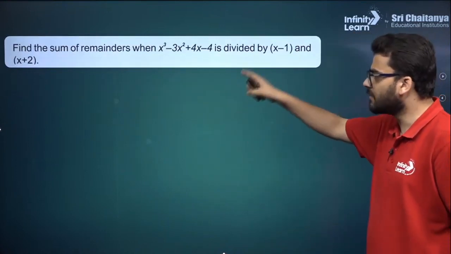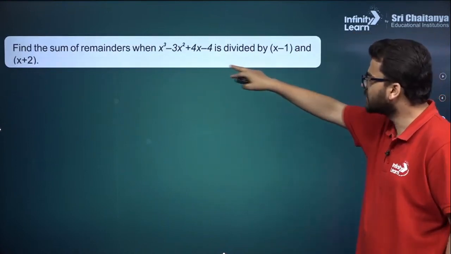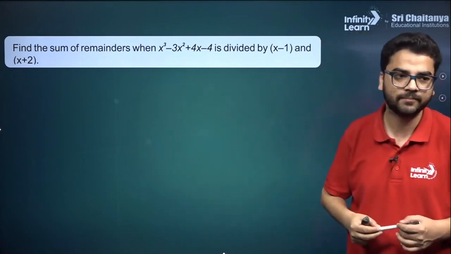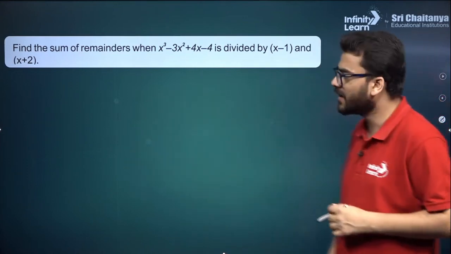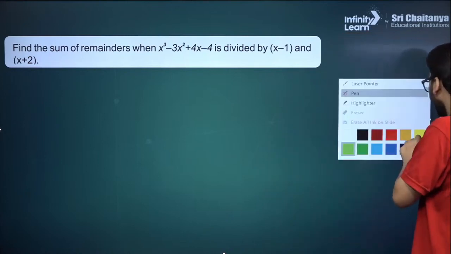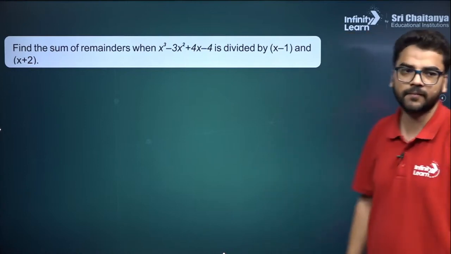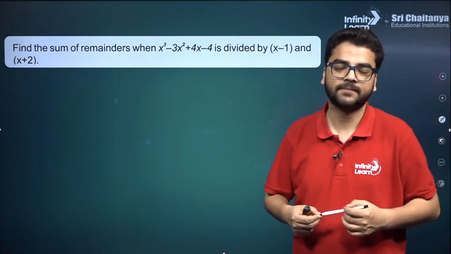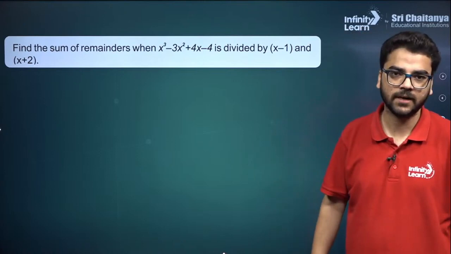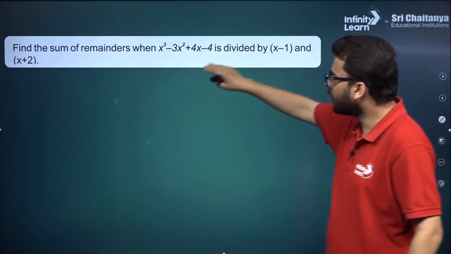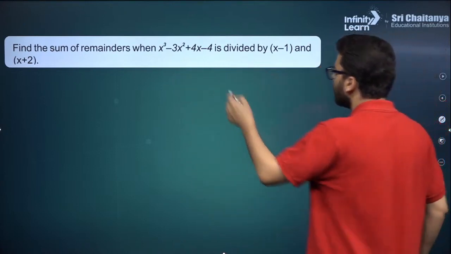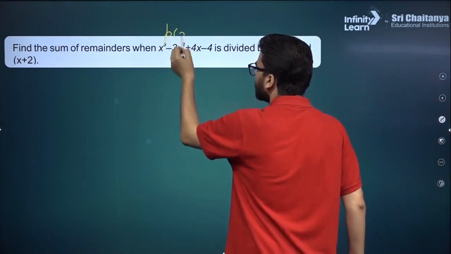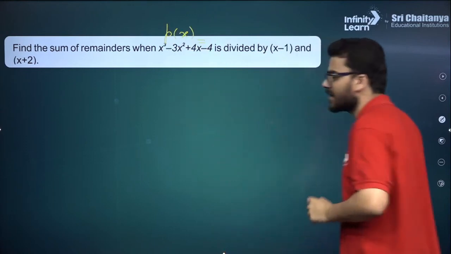So find the sum of remainders when you divide this polynomial by x minus 1 and x plus 2. Okay, Aisha, try doing this one and let me know the answer over here. Just do that, guys. So you have to find the sum of remainders when you divide this polynomial by x minus 1 and x plus 2. Suppose the polynomial over here is p of x. Just name it p of x, right?